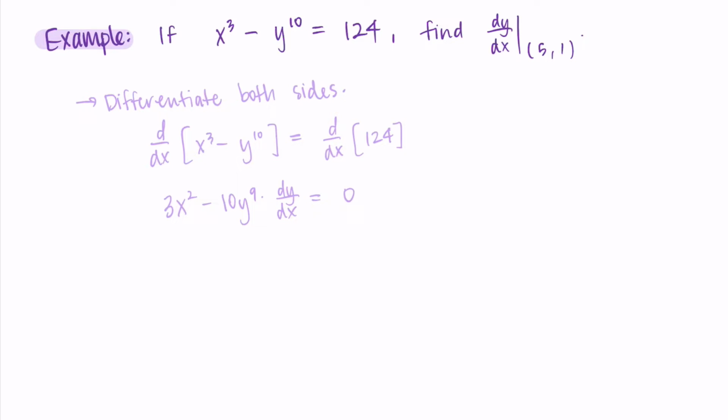So we've taken the derivative now, but we need to solve for dy/dx. We ultimately want to have dy/dx equals so that we can evaluate it at a specific point. So what I'm going to do is add the 10y to the 9th dy/dx over to the other side, and then just divide by 10y to the 9th. So really, I'm just trying to isolate the dy/dx and solve for it, just like you would maybe solve for x or solve for y in a different sort of algebra problem. So there we go. I found dy/dx.